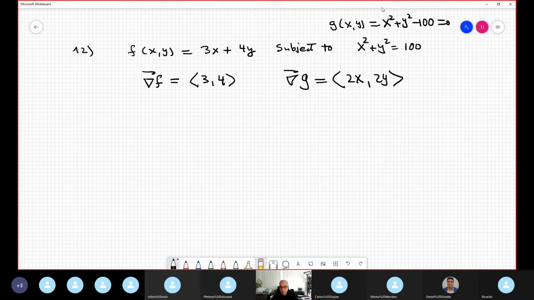Partial derivative with respect to x, 2x. Partial derivative with respect to y, 2y. And the set of equations is 3 equals lambda times 2x, 4 equals lambda times 2y. And the constraint is x squared plus y squared equals 100.